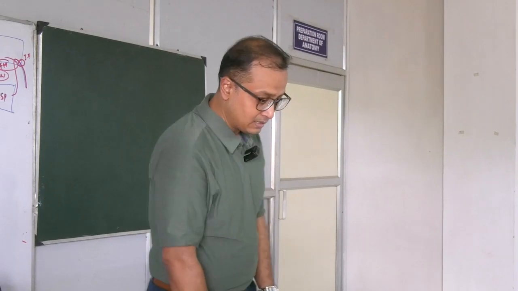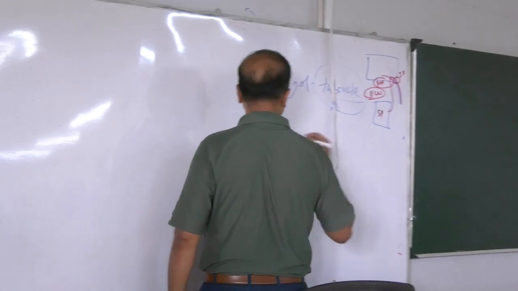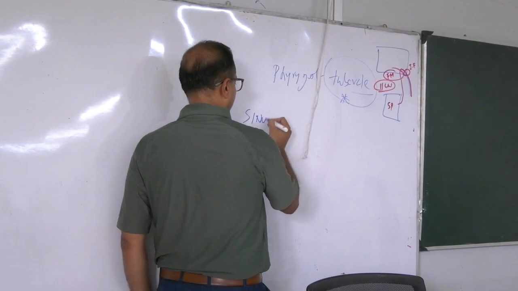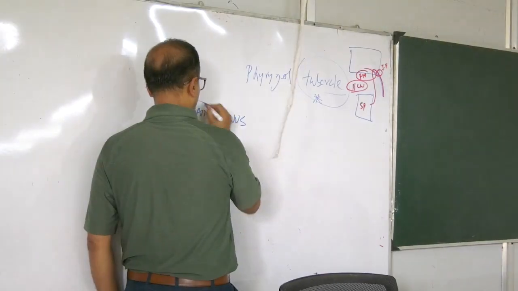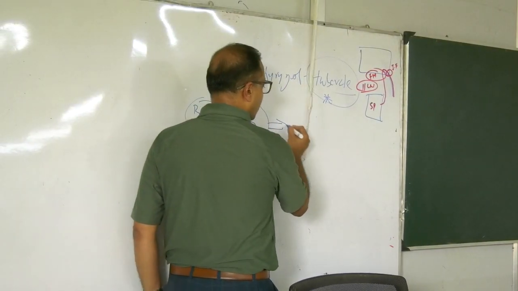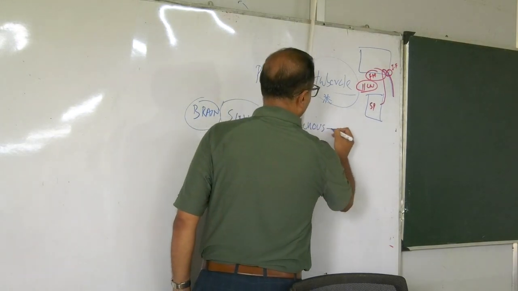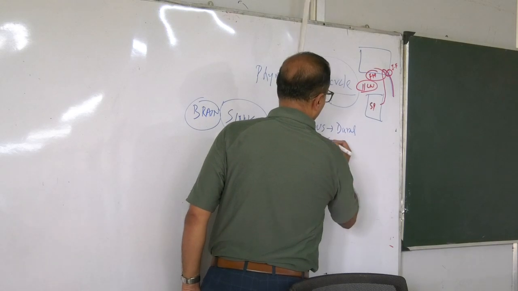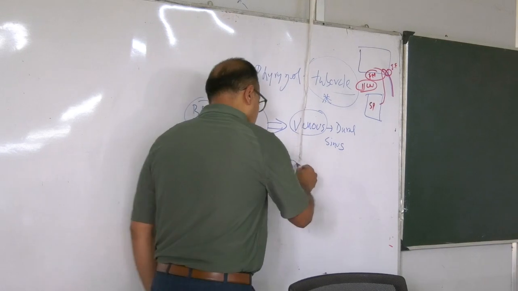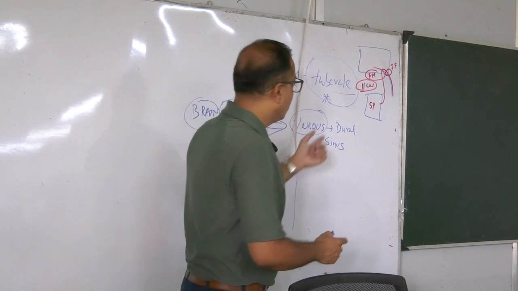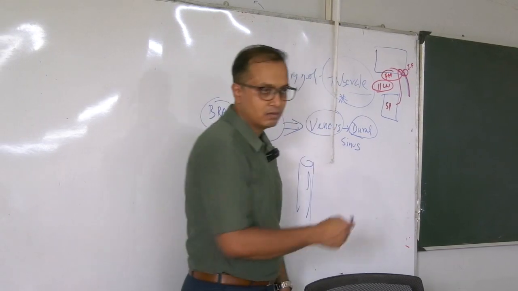The sinus we call venous or dural sinus. So the sinus in the brain that we implicate over here is the venous dural sinus. What do you mean by the venous dural sinus? That means these are blood vessels which are thin walled, lying within this dura mater, and they contain blood which is venous blood.